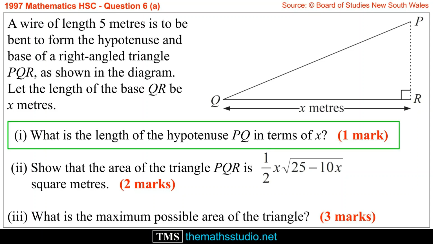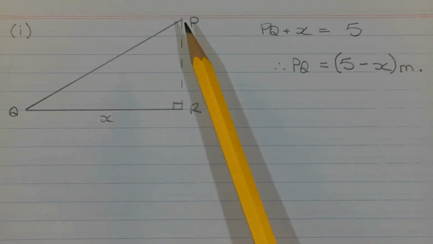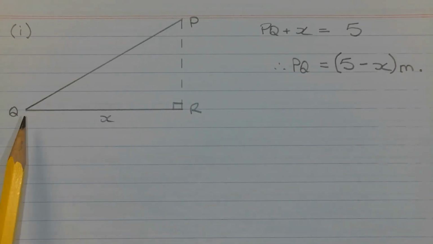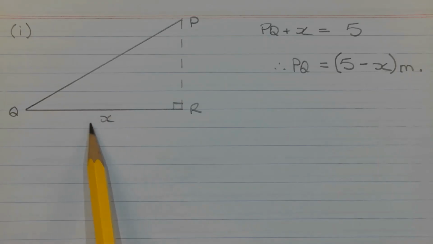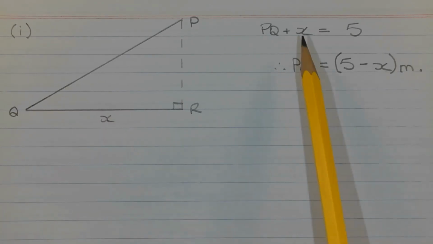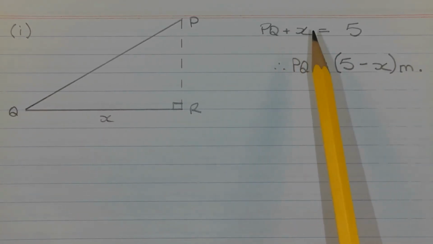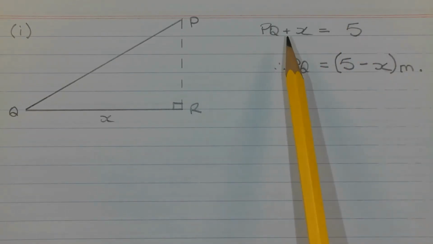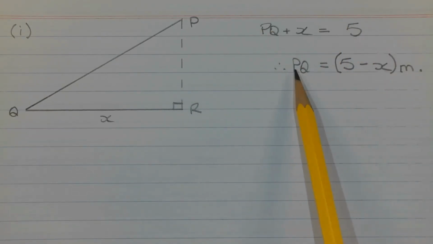Part 1. What is the length of the hypotenuse PQ in terms of x? The hypotenuse PQ plus the base QR is equal to 5 meters. Now, the length of QR is x meters, so we can form this equation. PQ plus x is equal to 5. Rearranging this equation to make PQ the subject, we get PQ is equal to 5 minus x meters.